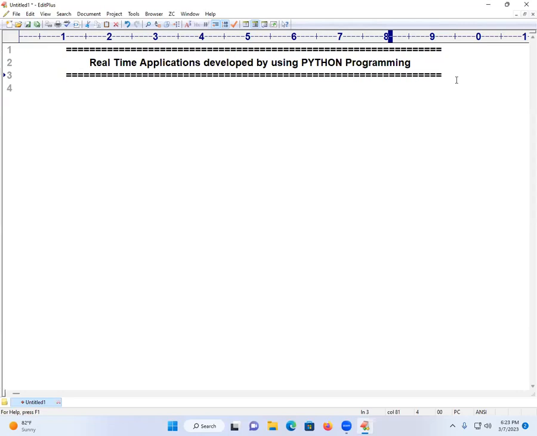So let me start today's session. Real-time applications developed by using Python. And once again, I would like to give a small piece of information. To understand this Python, yesterday in class I said there is no need to have any prerequisites for learning this Python course. No need to have C language. No need to have C++. No need to know Java. Nothing is required. I want only your fresh knowledge. And yesterday I tested your talent also.